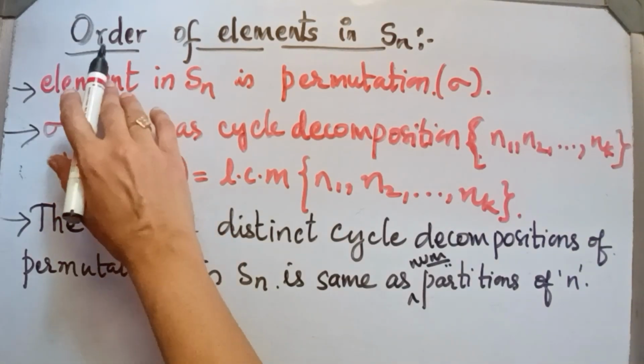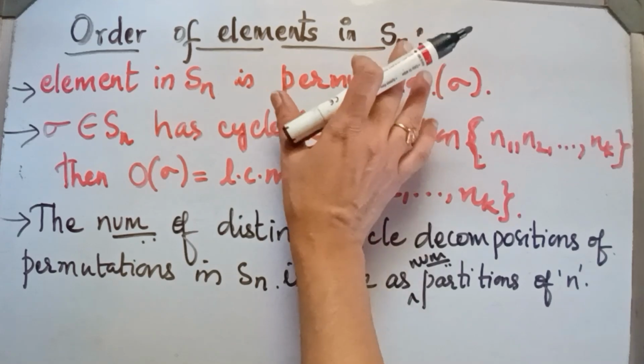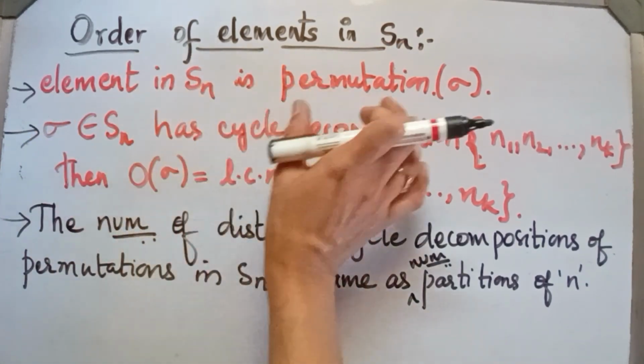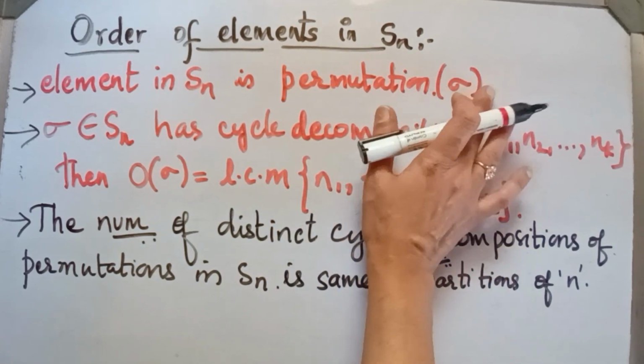In this video, I'll explain order of elements in Sn. How to find order of any element in Sn. You know that any element in Sn is nothing but it is a permutation. I will name that permutation as sigma.